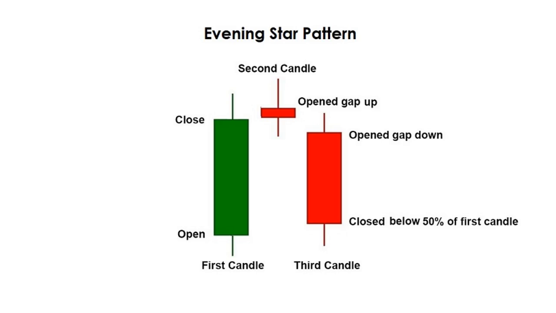The Evening Star Pattern consists of three key components. The first candle is a large bullish candle indicating a strong uptrend. The second candle is a small doji or spinning top, reflecting market indecision. The third candle is a bearish candle that closes well below the midpoint of the first candle.